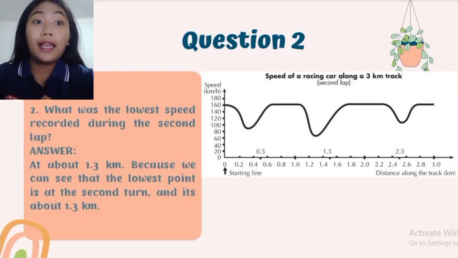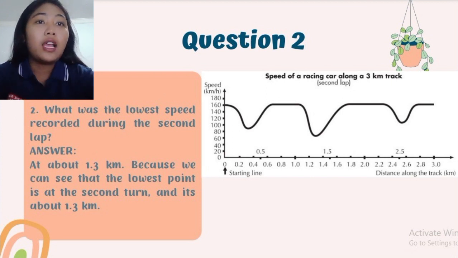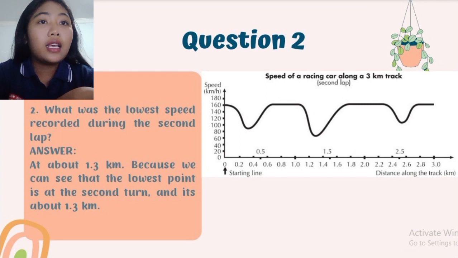Let's move on to the second question. What was the lowest speed recorded during the second lap? There is a graph in this slide. We can see that the lowest speed is at about 1.3 kilometer, because the lowest point is at the second turn. It has a sharp turn, and it's between 1.2 and 1.4, so it is about 1.3 kilometer.